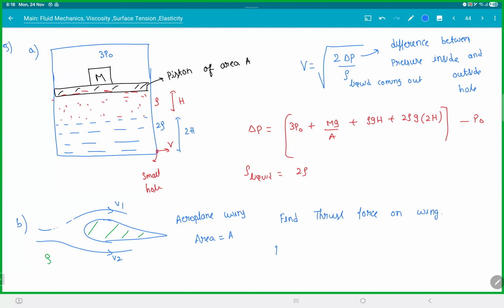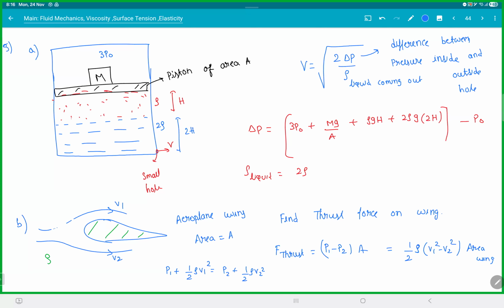What about thrust force here? The thrust force will be the differential pressure P1 minus P2 into area. We can neglect the height of the wing. Then we use Bernoulli's equation: P1 plus half rho V1 square equals P2 plus half rho V2 square. So P2 minus P1 will be half rho, that is the density of air, into V1 square minus V2 square, into area of the wing. If they ask you about the aeroplane, a general aeroplane will have 2 wings, so into 2. Don't forget that.